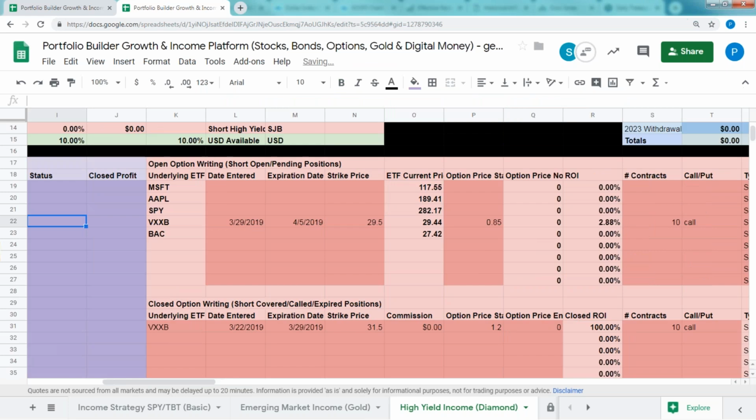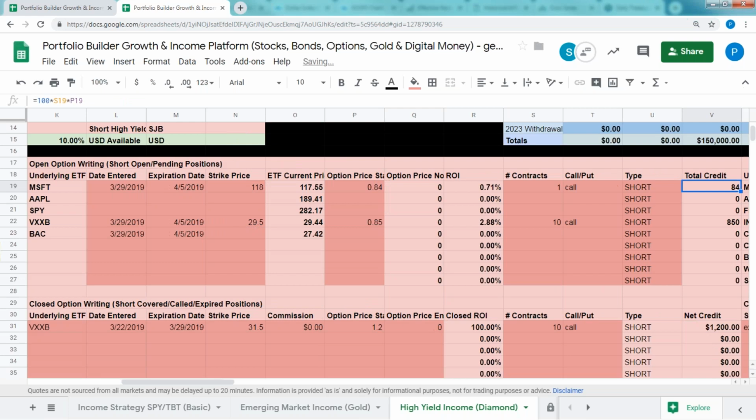Cool. Now, do you have any of the trades on the other underlyings, or have you just been doing the VXXB? I just opened up BAC, Apple, and Microsoft today. I can give you those real quick. On the Microsoft, it's April 5, 118 at 84 cents. One contract, right? Yes. Okay.